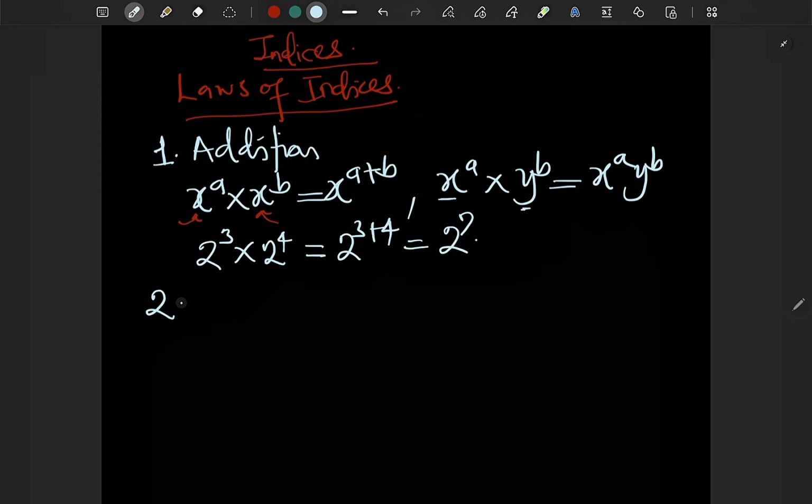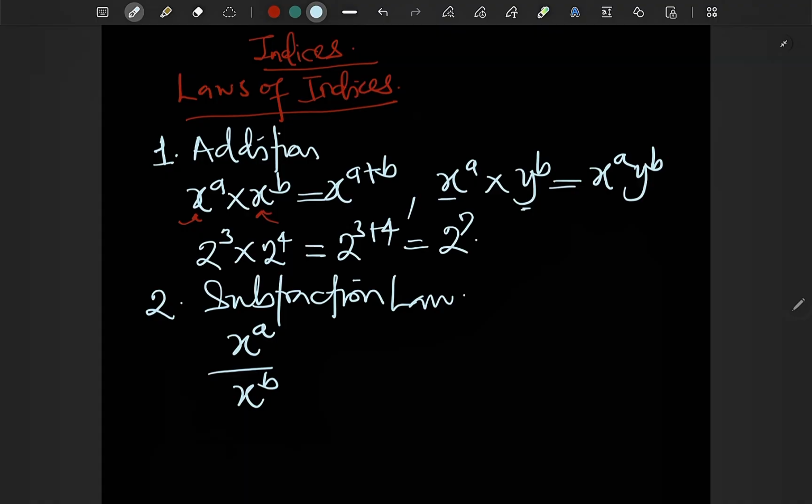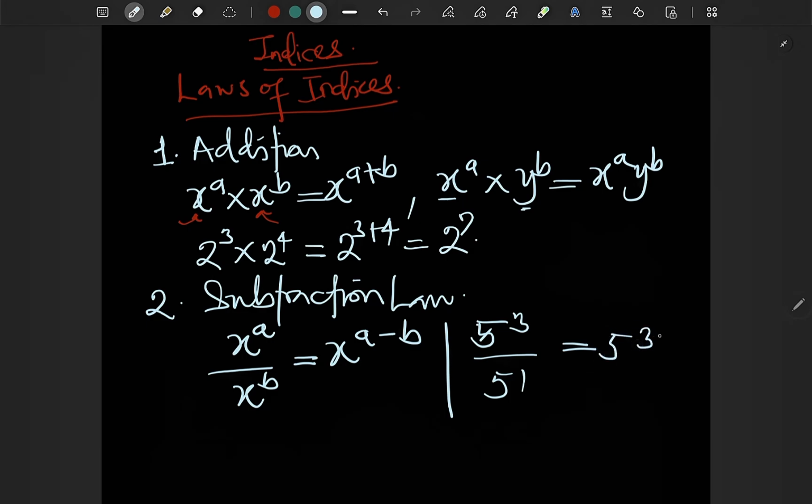Moving ahead to the second law, which is what we call the subtraction law. x raised to power a divided by x raised to power b is equivalent to x raised to power a minus b. What do we mean? So for instance, let's say we have 5 raised to power 3 divided by 5 raised to power 1. This here is equal to 5 raised to power 3 minus 1, which is equal to 5 raised to power 2.